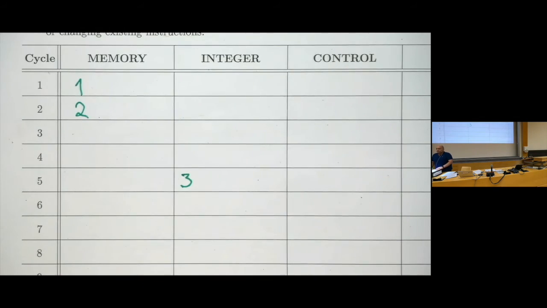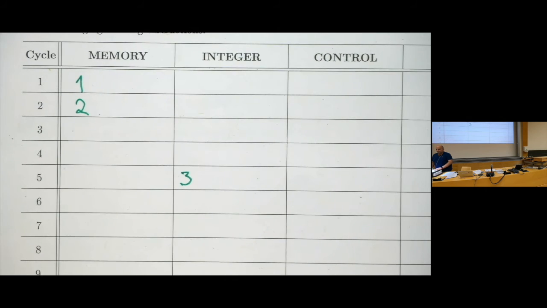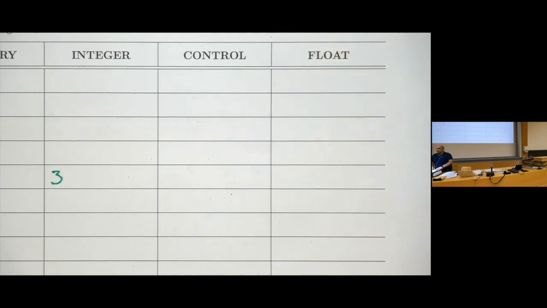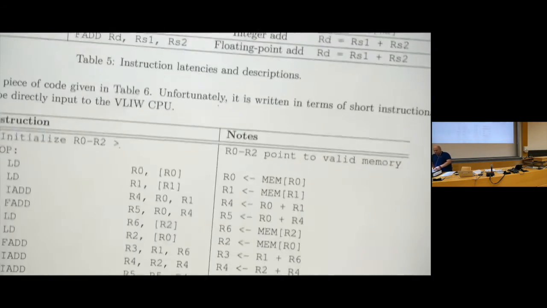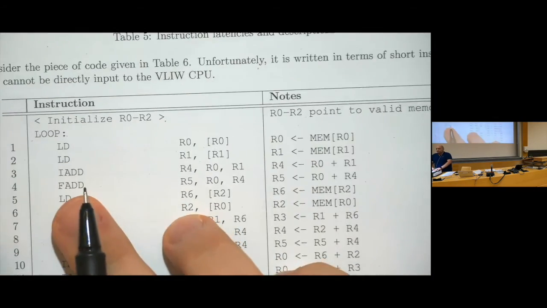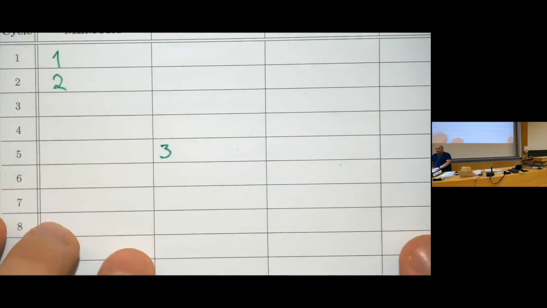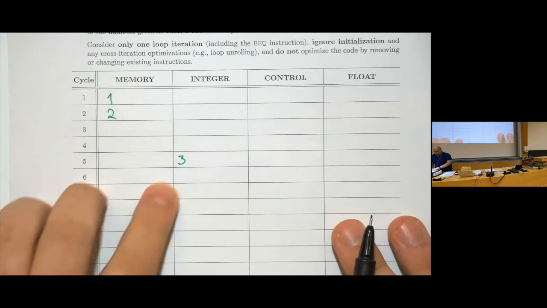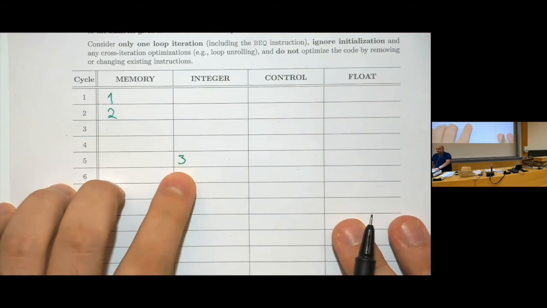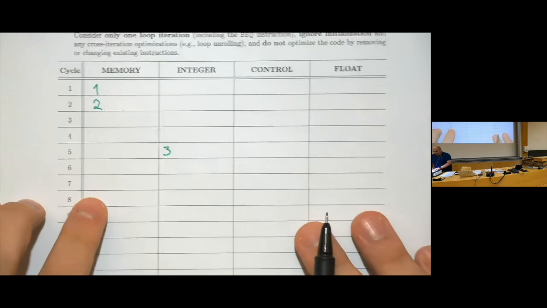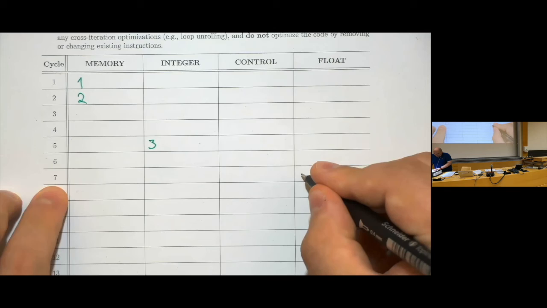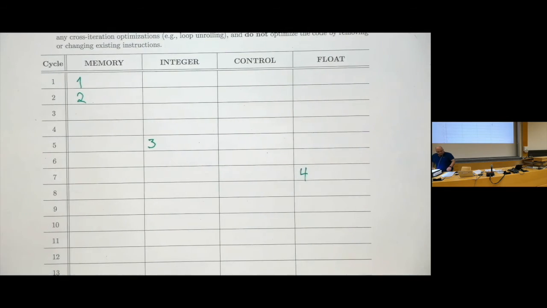What this means is we can scroll here to the right all the way to our float column, because the instruction that we want to do is a floating point add, and that can be scheduled as soon as the result of this integer addition becomes available. And that happens in cycle 7. So here we can go to cycle 7 and we can store our 4th instruction.